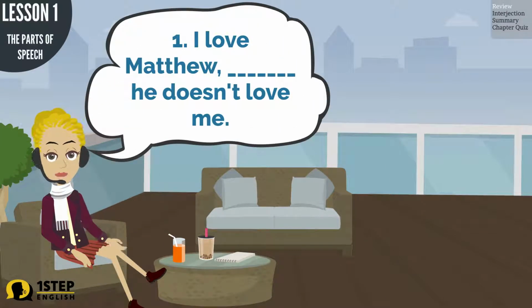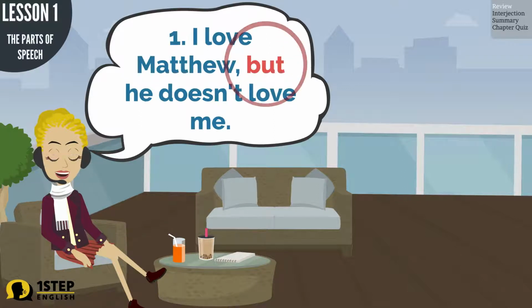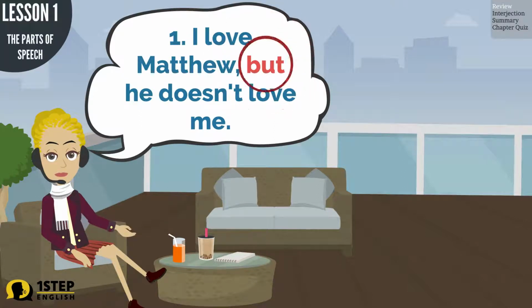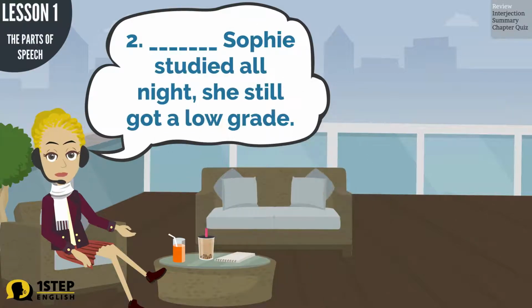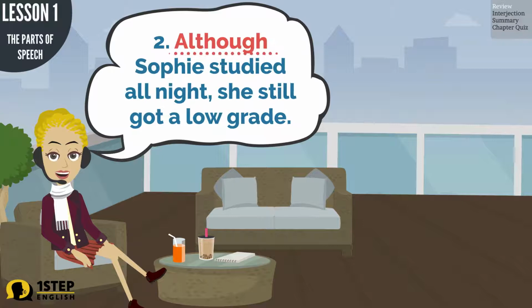1. I love Matthew, blank, he doesn't love me. Check your answer. But. I love Matthew, but he doesn't love me. 2. Blank, Sophie studied all night, she still got a low grade. Check your answer. Although. Although Sophie studied all night, she still got a low grade.